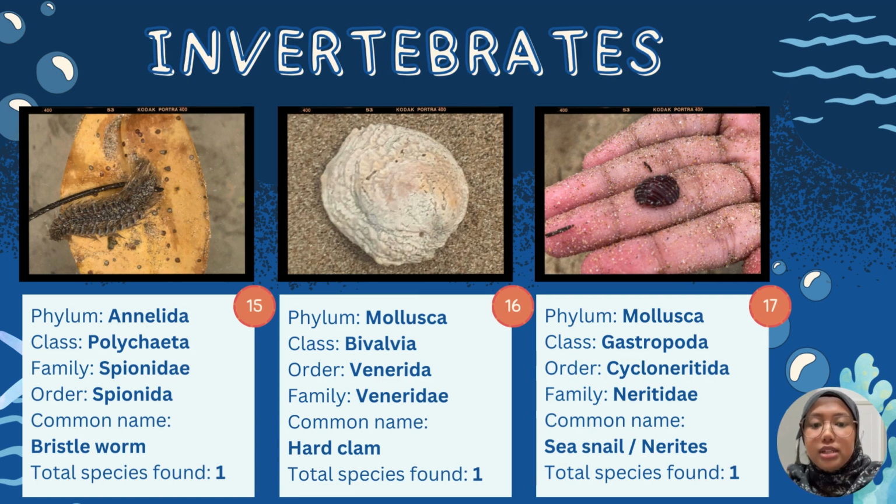Next, we found bristleworm from phylum Annelida and class Polychaeta. It falls under order Spionida and family Spionidae. Total species found is 1. Next is hard clam from phylum Mollusca and class Bivalvia. It falls under order Venerida and family Veneridae. Total species found is 1. The last one we found is sea snail or nerites from phylum Mollusca and class Gastropoda. It falls under order Cycloneritida and family Neritidae. Total species found is 1.